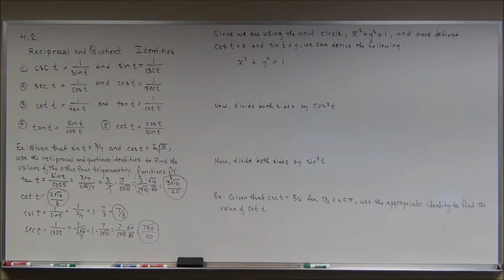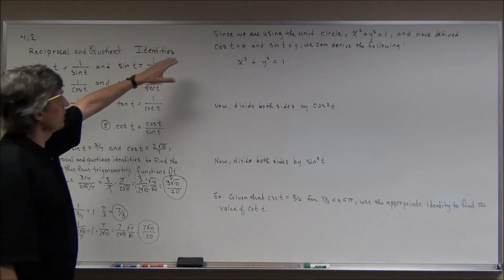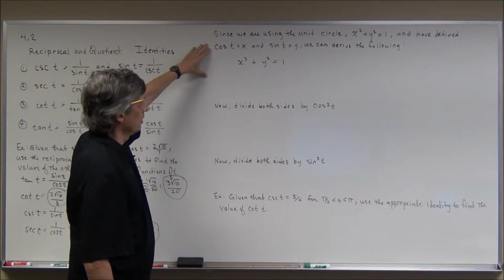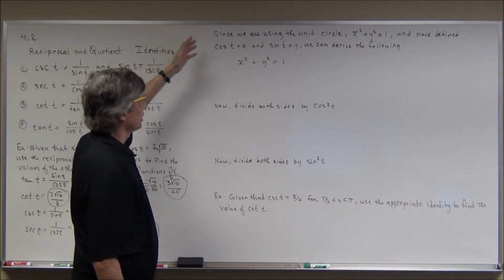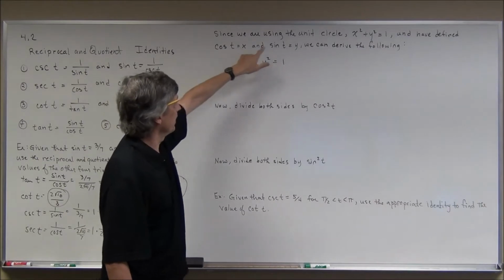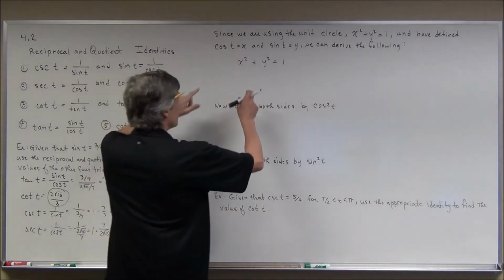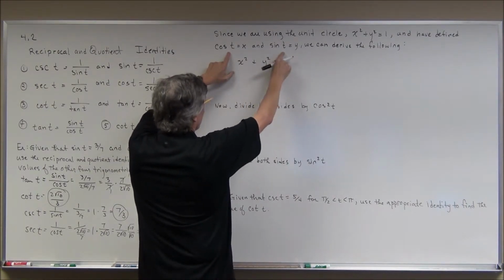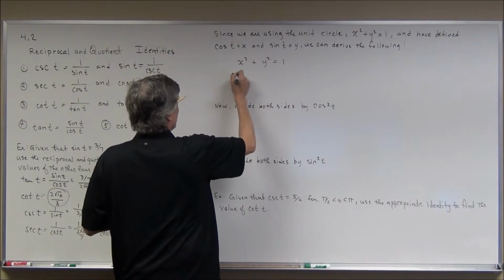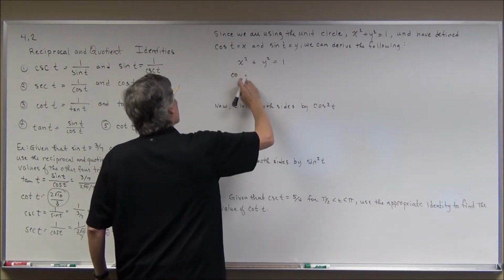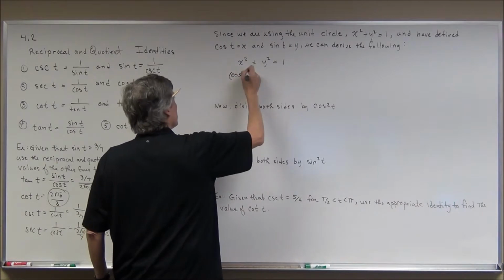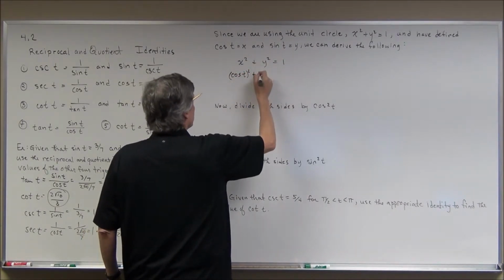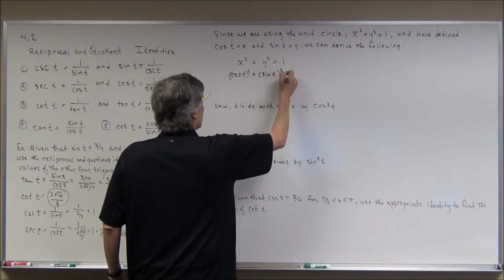Now we're going to come up with some other identities. In fact, some other identities that are also extremely useful and you need to put to memory. And we're going to come up with them right over here. So since we're using the unit circle, x squared plus y squared equals 1. When we did our definitions, we defined the cosine of t to be x and the sine of t to be y. If we made substitutions into here, in for x the cosine of t, in for y the sine of t, look what we'd end up with. We'd have the cosine of t squared plus the sine of t squared is equal to 1.